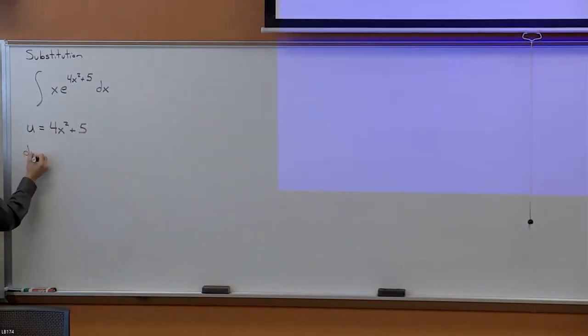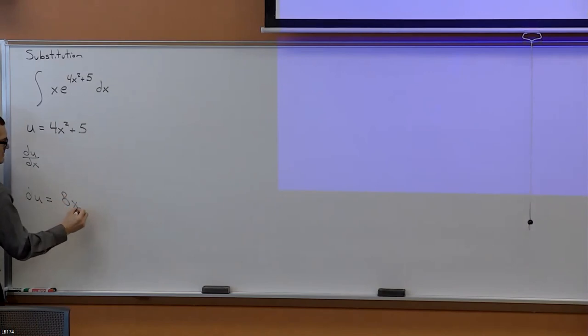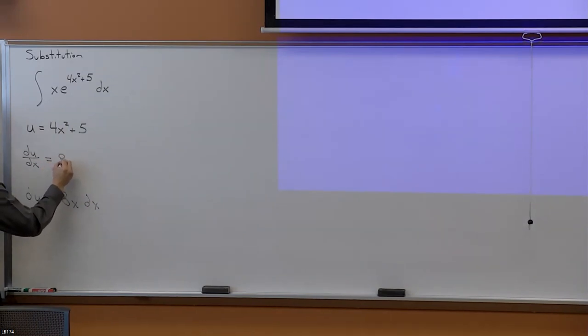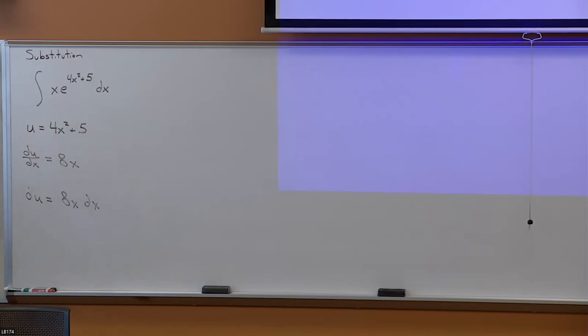By the way, once you get used to this, sometimes people will skip this step where they write the du over dx, because they know the du is going to be the derivative of this times dx. So we've got du is equal to 8x dx.